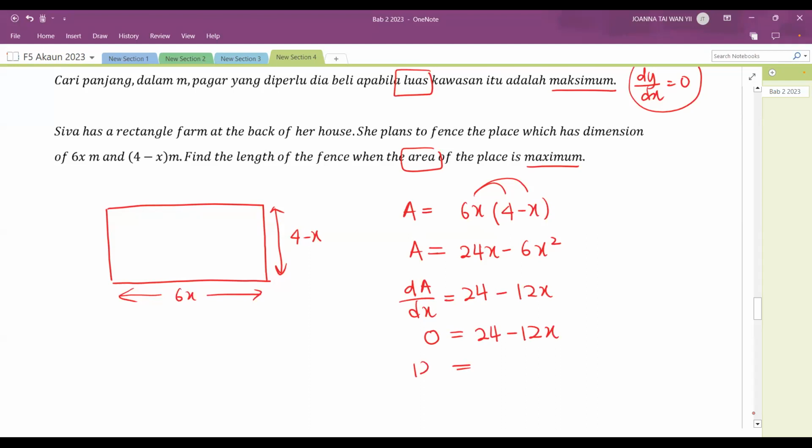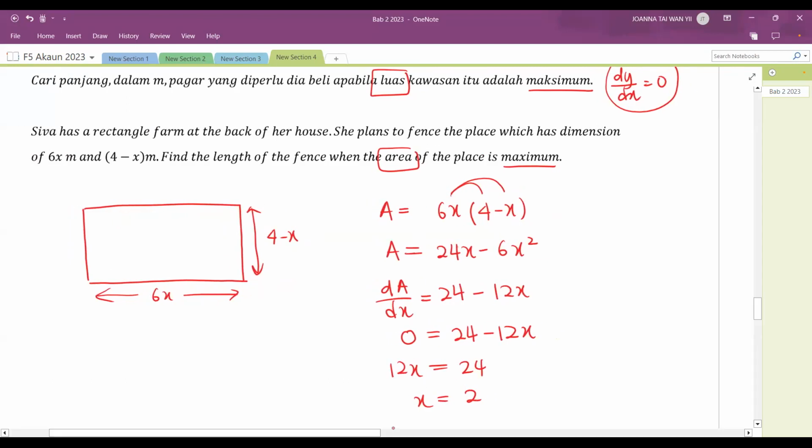So, apakah nilai x saya? So, you rearrange. 12x is 24. 24 divide 12 is 2. So, x kamu dapat 2. Oh, so kita dapat 2 sudah. Boleh tak kita masuk sini? Can, right? Okay, we put in already. So, panjang dia adalah 6 darab 2. Dapat 12. So, this is 12. This is 12. 12, 12. And then this one, 4 minus 2 equals to 2. So, ini 2, ini pun 2.